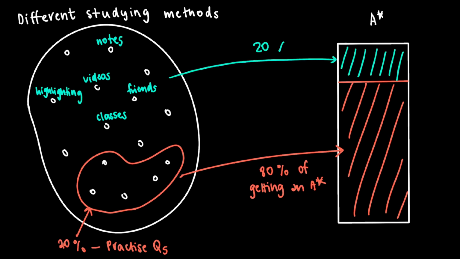So in total, if you want to get an A star, you have to do both, but it makes more sense to focus on the practice questions. So I hope the examples make sense, and I know that it's kind of hard to explain. This concept is quite surreal. And the main problem with this is that the 20% and the 80% add up to 100.